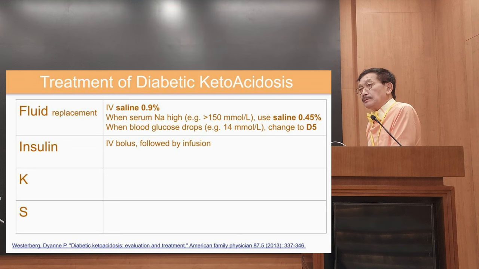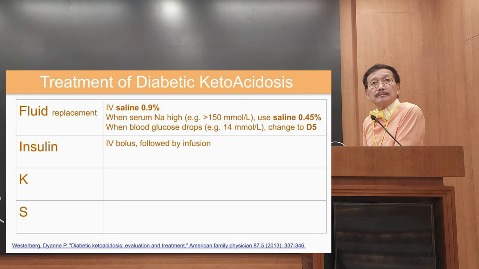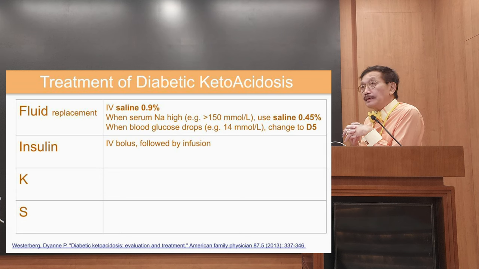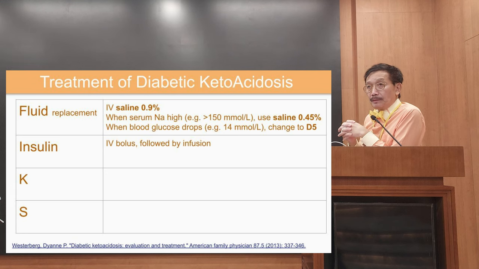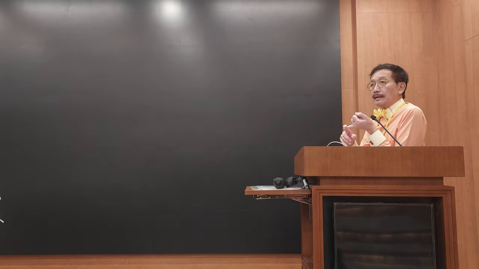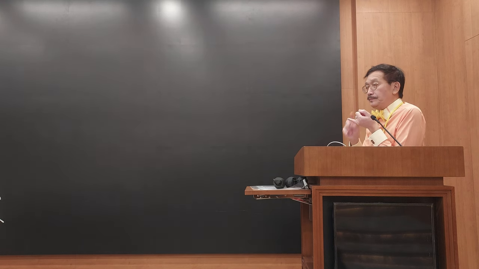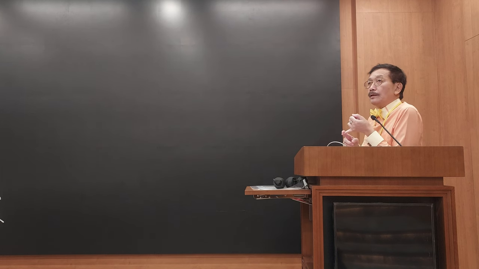Why do you switch to sodium dextrose drip at 14? If you continue with just saline drip, then the patient will go into hypoglycemia. How long does insulin last? 6 to 8 hours. So if you keep on giving saline, the patient will go into hypoglycemia, so you stop saline by 14. So rehydration with insulin bolus followed by drip until glucose is down to 14, and then we change to insulin dextrose drip.